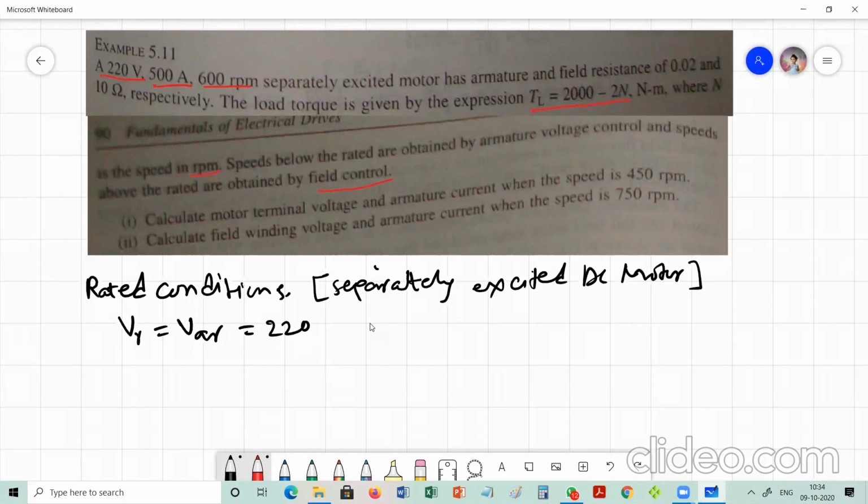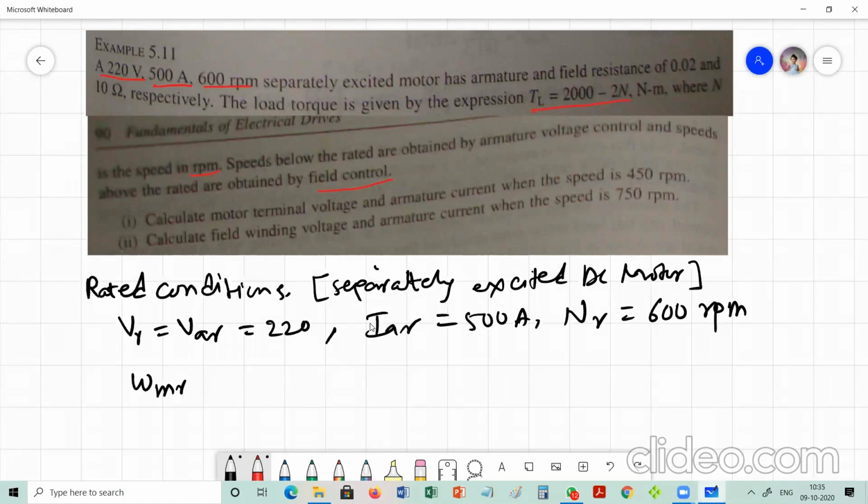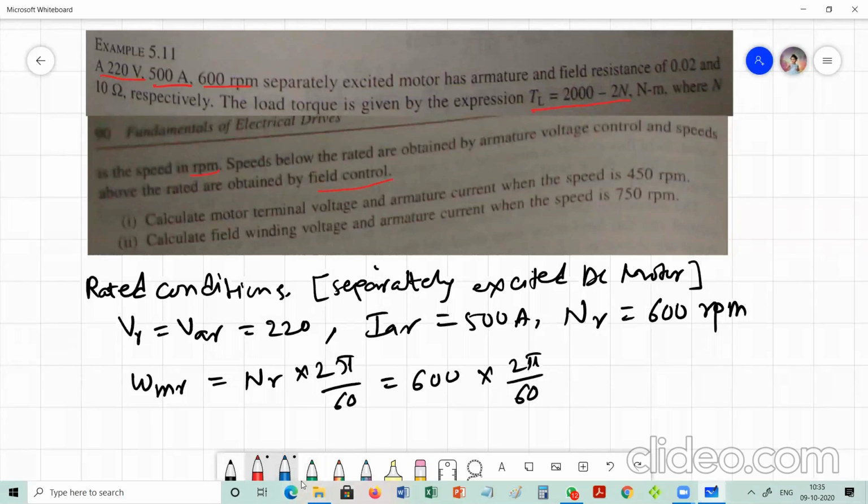Then they have given IAR, rated current, equal to 500 ampere, and rated speed NR equal to 600 rpm, which we can convert into omega mr by multiplying NR by 2 pi by 60. So 600 into 2 pi by 60, 60 ones are 60, tens are, is equal to 20 pi. Its unit will be radian per sec.